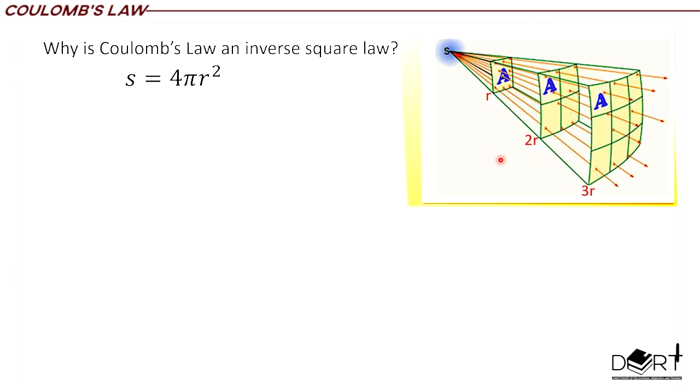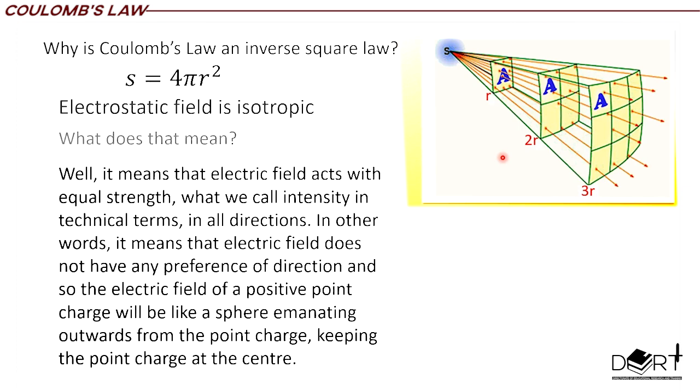And that is exactly the idea in Coulomb's law as well. Imagine that this is a charge, and the charge is producing its field, and we are measuring the force experienced by a charge Q placed here, and let's say that force experienced is F. Then the force experienced over here would be F by 4, and the force experienced over here would be F by 9 by the same logic. Because what we say is electric charge, or rather electrostatic field, is isotropic. Now what does that mean? Well, it means that the electrostatic field has no preference of direction. It means it acts equally in all directions.